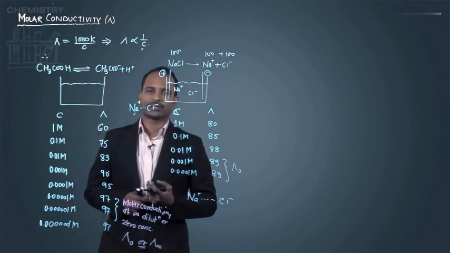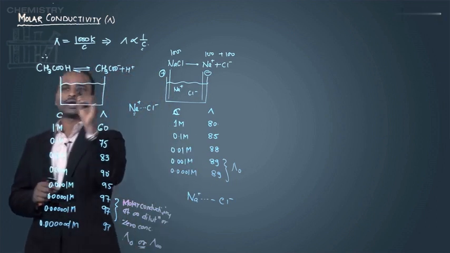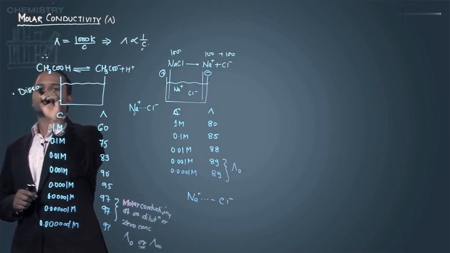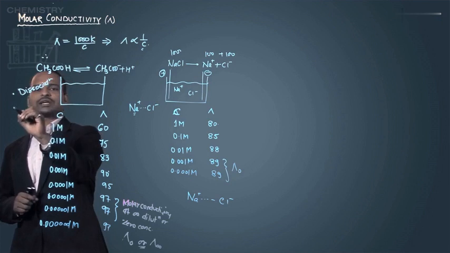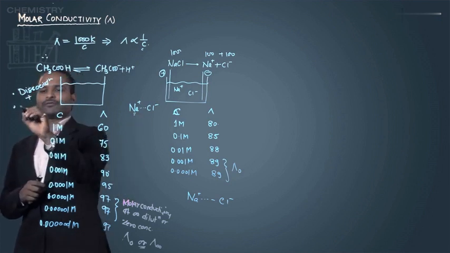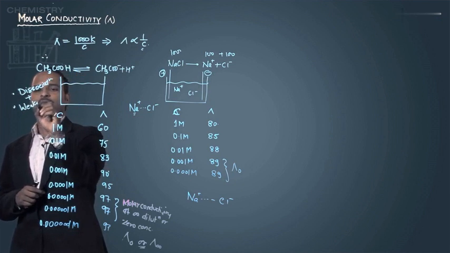The reason for it, simply I can say, is that on dilution two things are happening. The first one, during the dilution, dissociation takes place, and in addition to dissociation, the weakening of the attraction between ions also takes place.